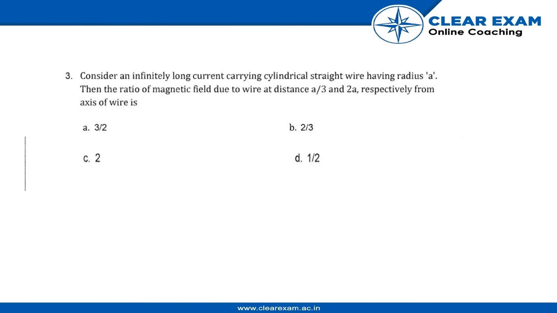Consider an infinitely long current carrying cylindrical straight wire having radius a. Then the ratio of the magnetic field due to the wire at distances a by 3 and 2a respectively from the axis of the wire is what we need to find out in this question.